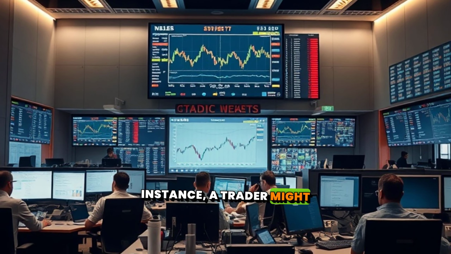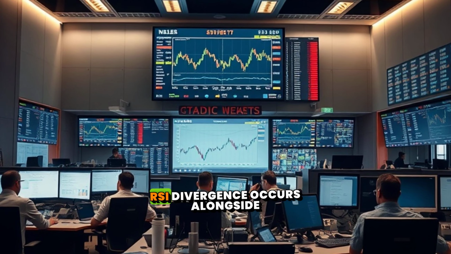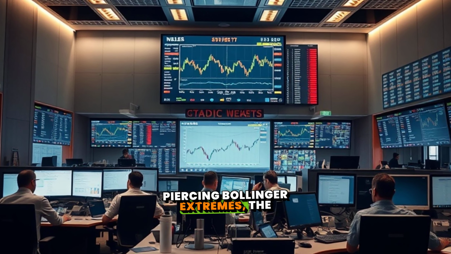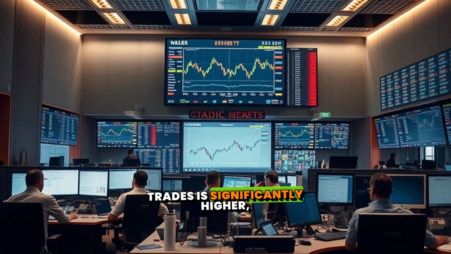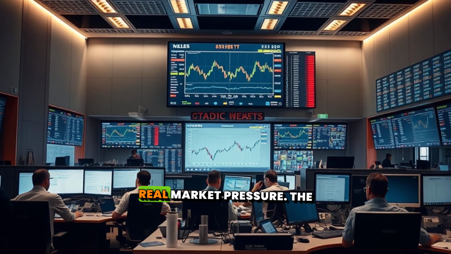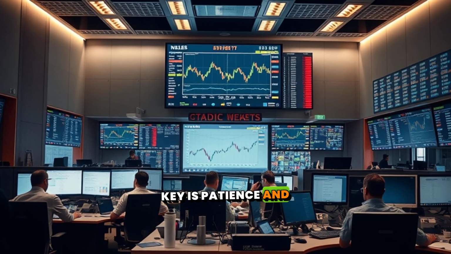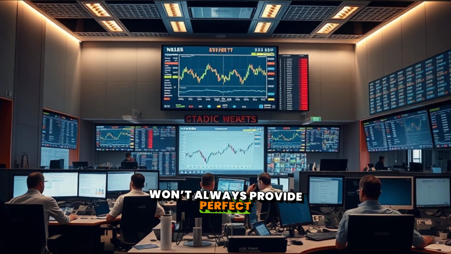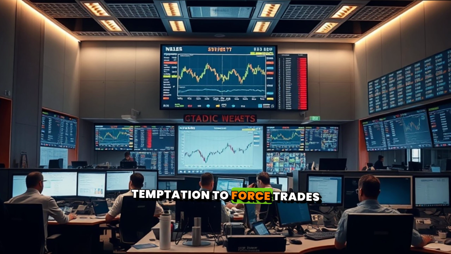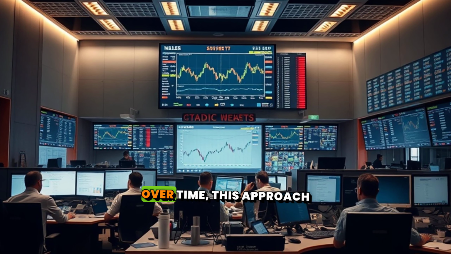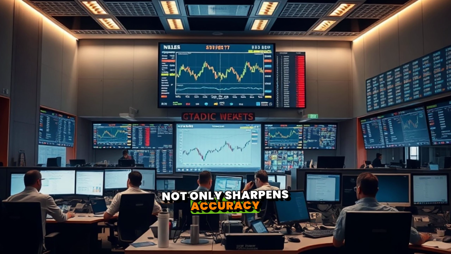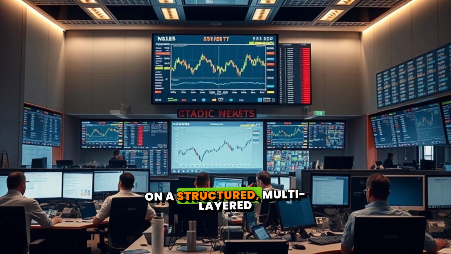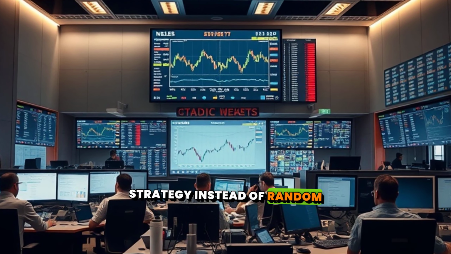For instance, a trader might backtest hundreds of setups and see that when RSI divergence occurs alongside MACD confirmation and price piercing Bollinger extremes, the success rate of binary trades is significantly higher, making it easier to stick to rules under real market pressure. The key is patience and consistency, waiting for signals to align, understanding that markets won't always provide perfect setups, and resisting the temptation to force trades when conditions aren't right. Over time, this approach not only sharpens accuracy, but also strengthens trading psychology, as traders gain confidence knowing they're relying on a structured, multi-layered strategy instead of random entries.